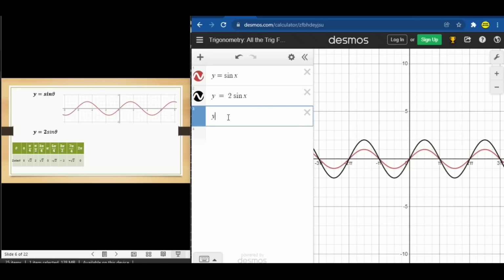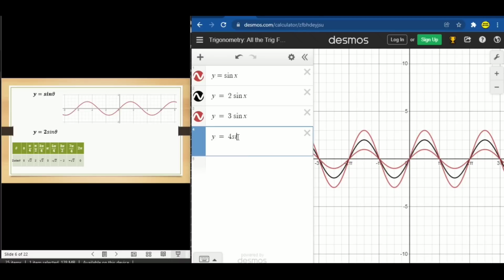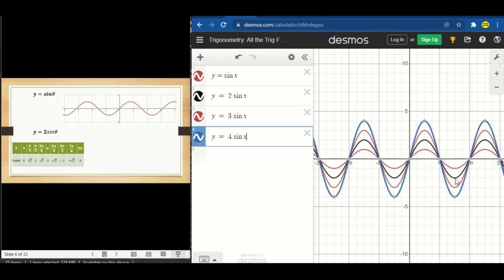How about 3? So, tingnan natin. Y is equal to 3 sine x. So, ganun din. Umaangat lang yung height ng graph natin, pero yung format ng graph natin, ganun pa rin. So, tumataas lang yung height. Kapag nilagyan natin ng number dito, isa pa para makita natin. Y is equal to 4 sine x. Okay. So, makikita natin na 4 yung pinakamataas. At this point is pi over 2, 4. So, tumataas lang yung height natin.